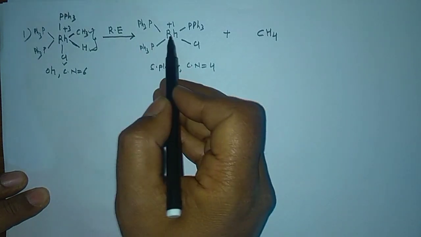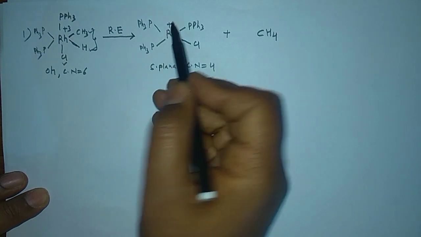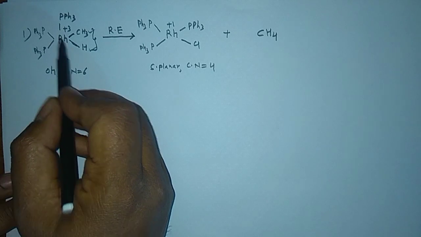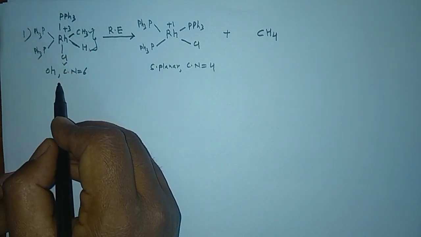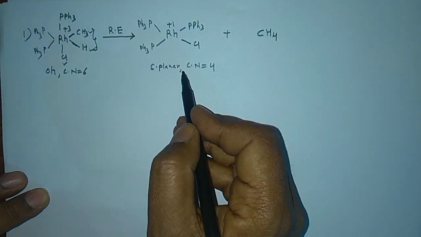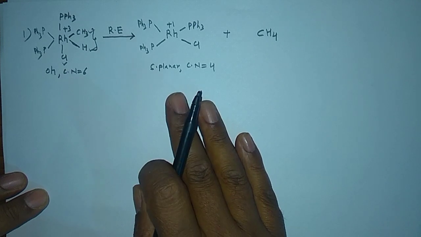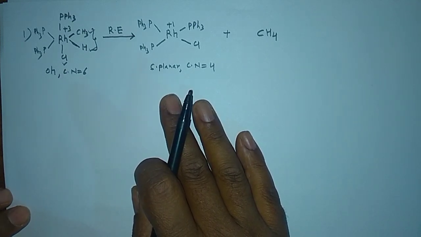Since the oxidation state is decreased by 2 units, it will definitely have 2 extra electrons here. So you can count the electrons of all these species. If it is an 18 electron species, for example, then the product should be a 16 electron one. In this particular way you can understand the things. So this is one very important, very crucial example.